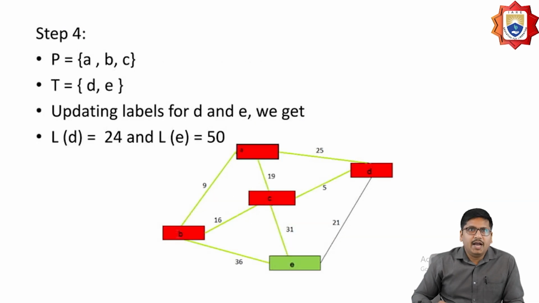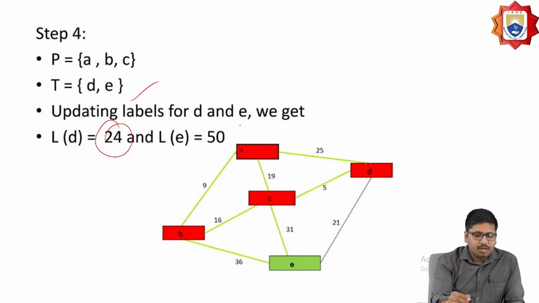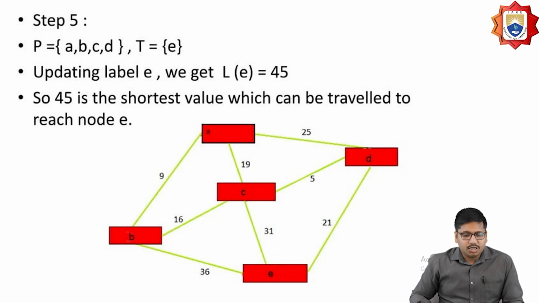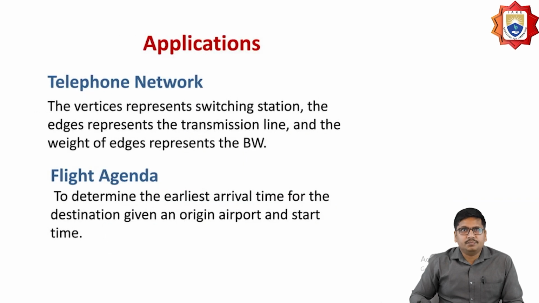So C is going to be added, and then we still are going to select the remaining D and the E. So by updating the labels, L of D should be 24 and L of B I'm going to get 50. So if I do that, then I can find the shortest path from the source to all of the vertices.